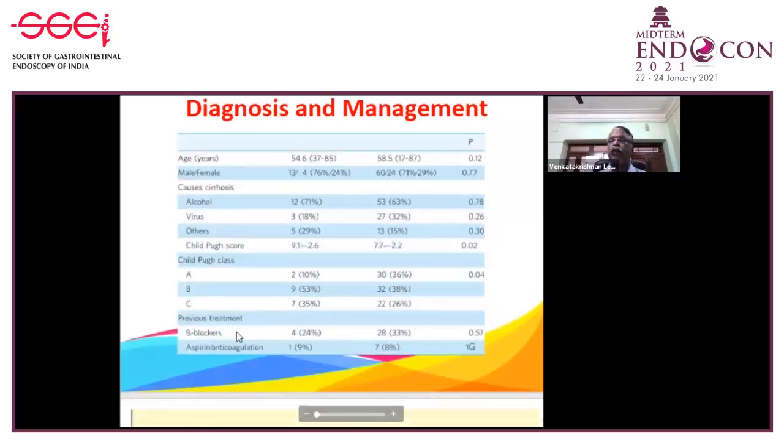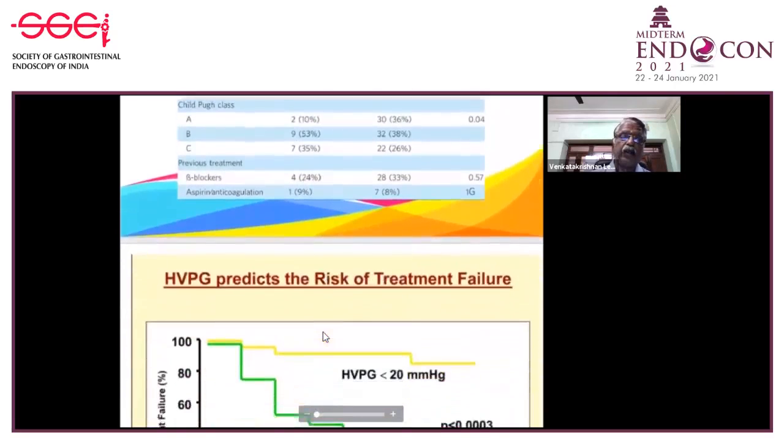This is another study which came from NIS, which showed that when compared with controls, patients with a previous variceal bleed who received lesser beta blockers had a higher risk of bleeding.